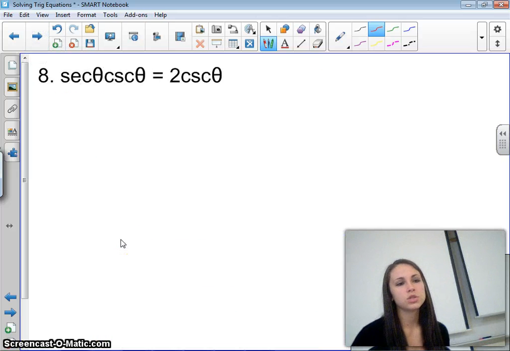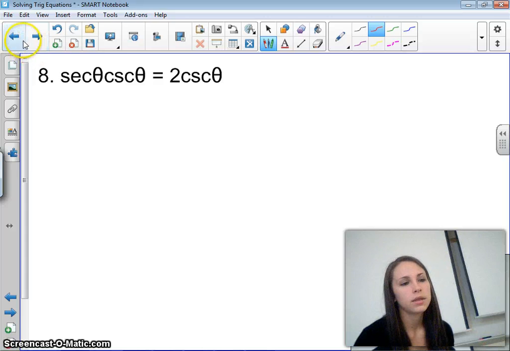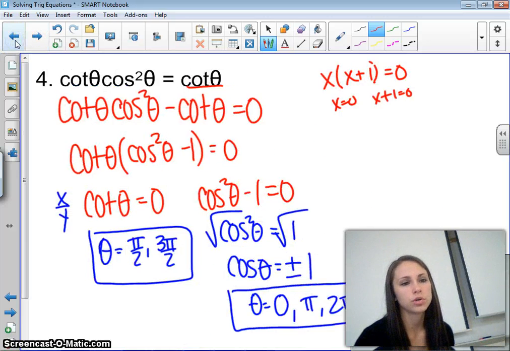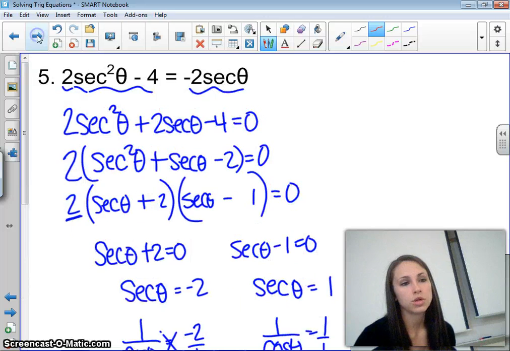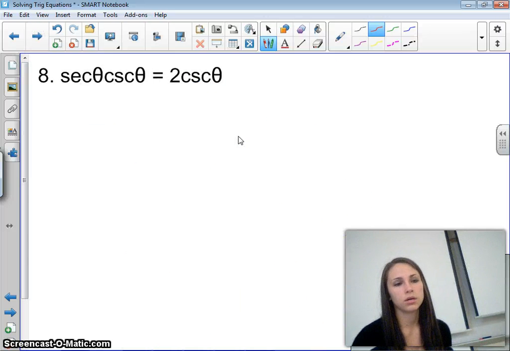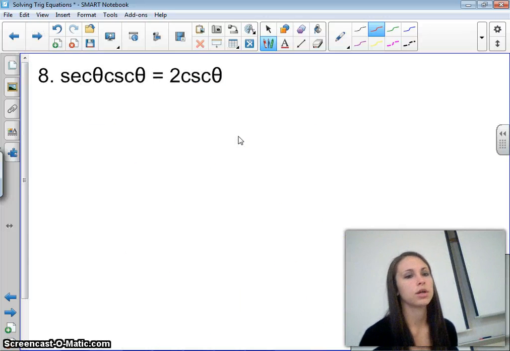Alright, number 7. This is one that's number 8. This is one that's similar to one that we did a little bit ago, and I want you to try on your own by pausing it. So it's similar to this one where we subtracted the cotangent over and then factored out a GCF. So try this one, and then you can play it back and make sure you got it right.